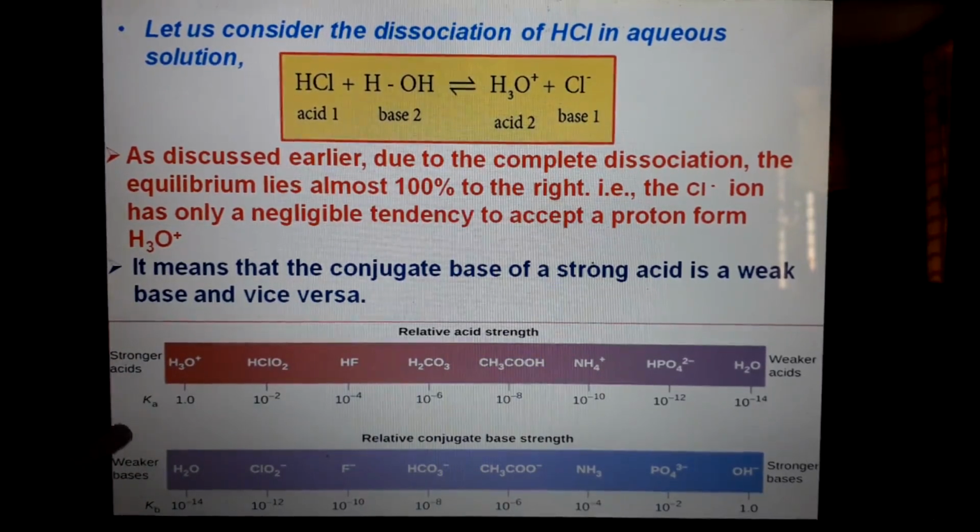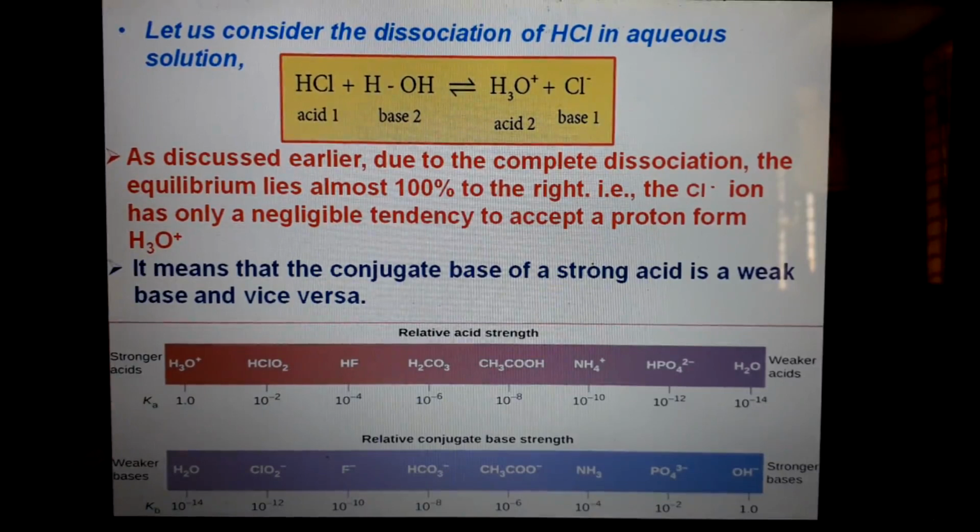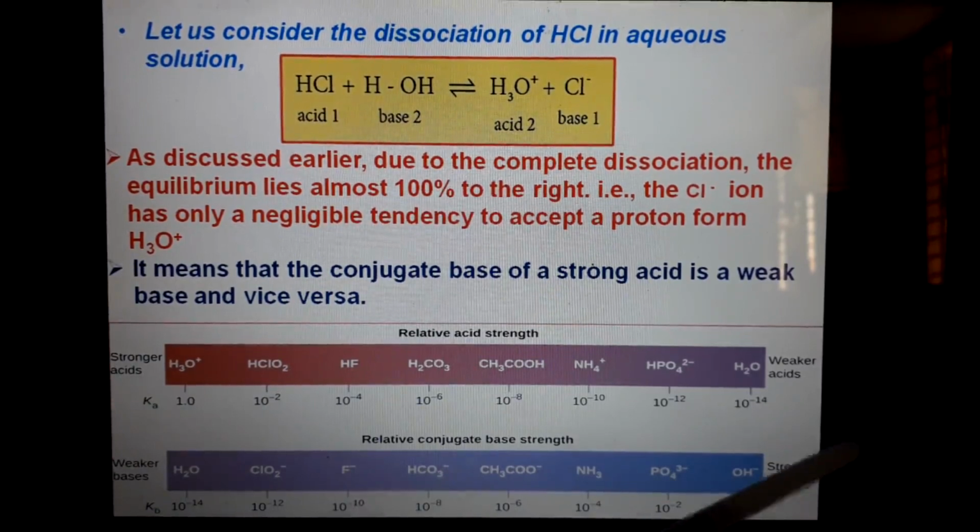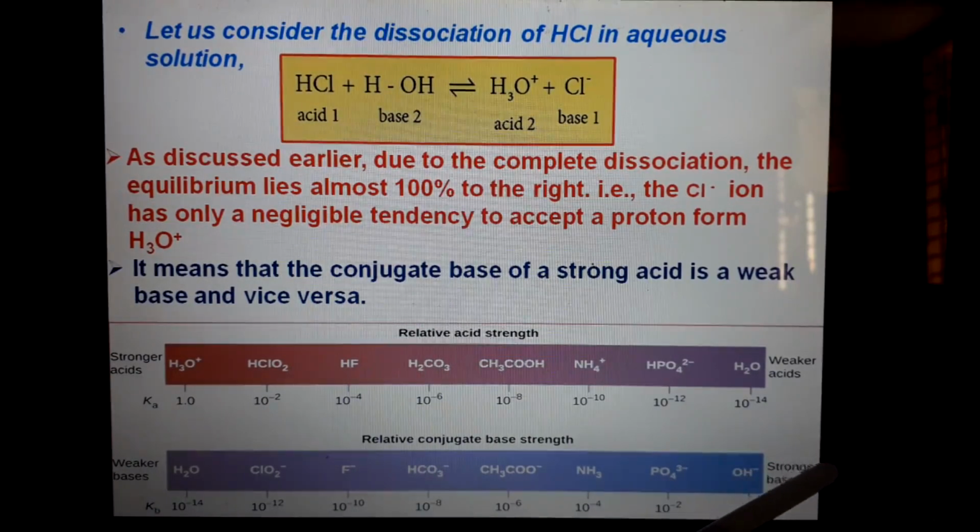Next, the relative conjugate bases. On this side are the weaker bases, and that side has the stronger bases. Weaker bases from the water molecule, ClO2−, F−, HCO3−, and then CH3COO−, NH3, PO4 3−, and then OH−. They range from left to right. Okay, understand?